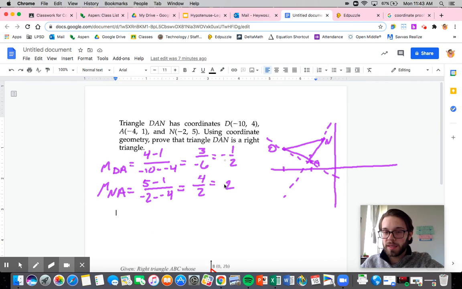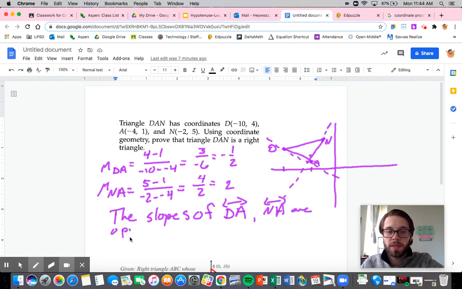So once you've done this, you should say a sentence or two. We could say something like, the slopes of dA, and I'm talking specifically about the line here, of line dA and line NA are opposite reciprocals. So the lines are perpendicular.